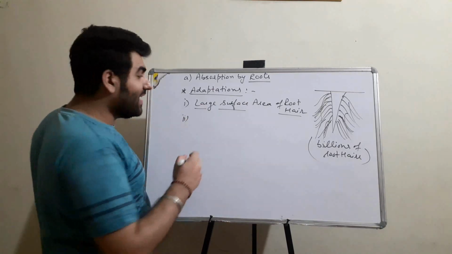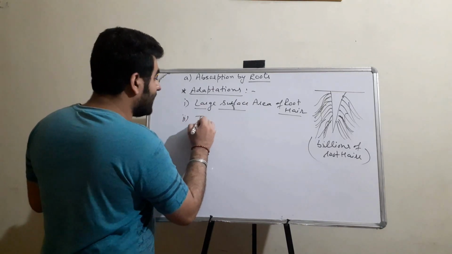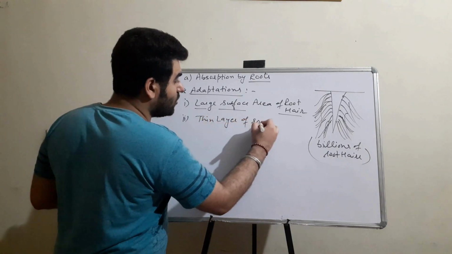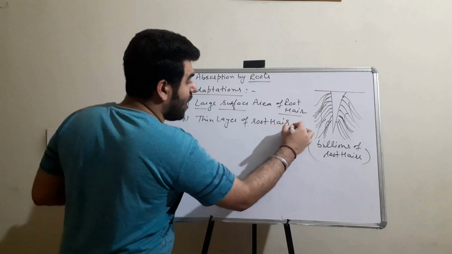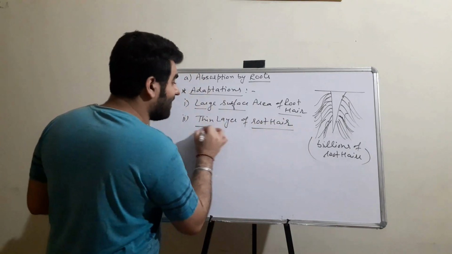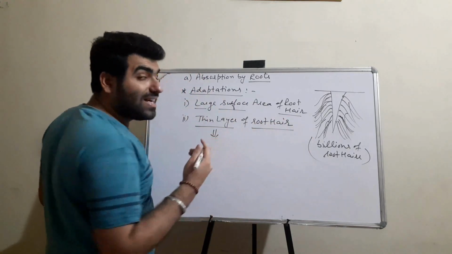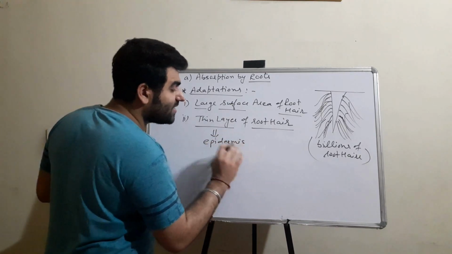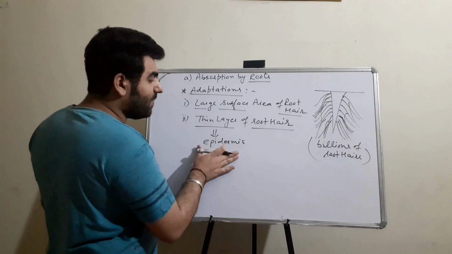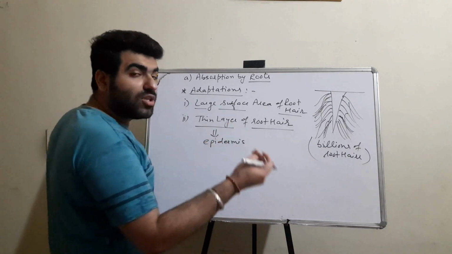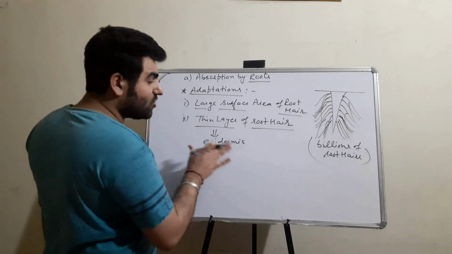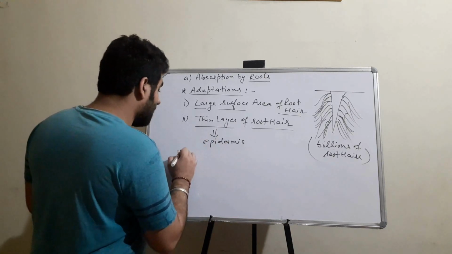The second adaptation is the thin layer of root hair. The root hair has a thin layer, a single cell layer of epidermis. So this is the epidermal projection. Epidermis is a single cell layer, so it is easy to absorb the water by crossing only a single layer. So this is also one of the adaptations.